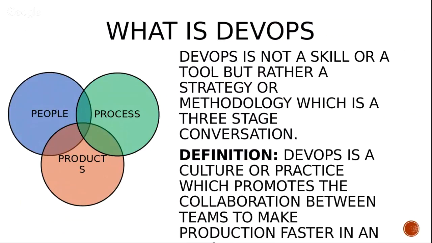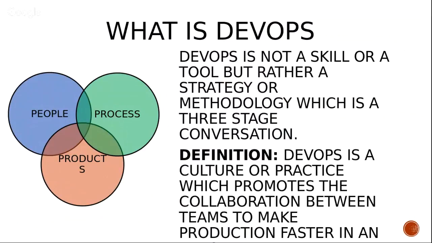DevOps is rather a strategy or a methodology, just like the waterfall model. You cannot be a waterfall guy. You can only use the process. It's just a methodology. DevOps involves three stages of conversation, which are the people, the process, and the products. What I mean by this is, for you to agree that the process you are doing is a DevOps process, three things must be there. There are three major requirements.